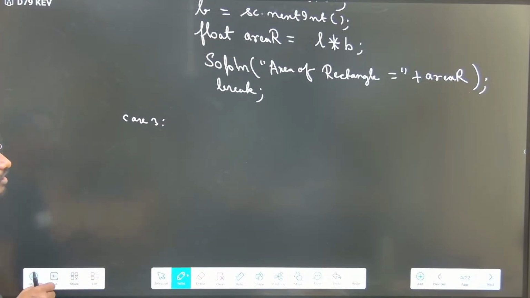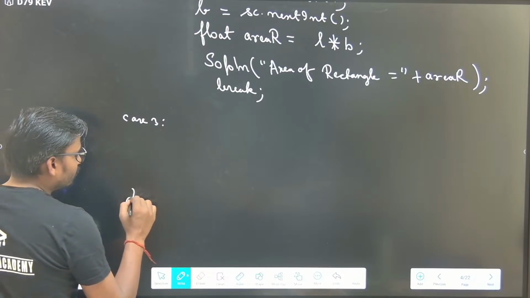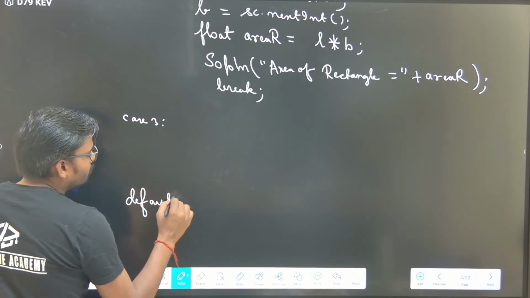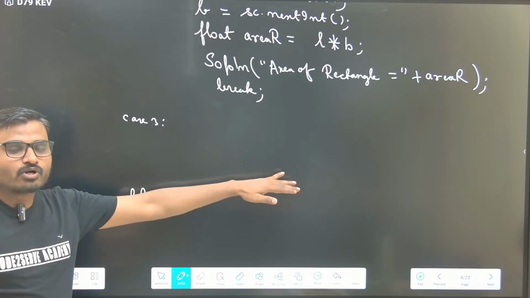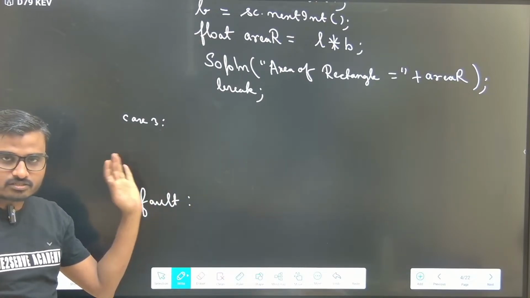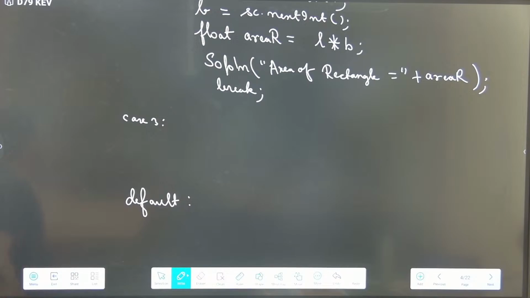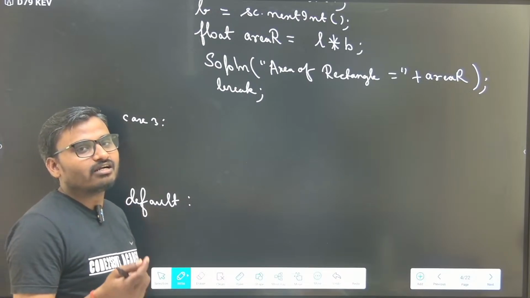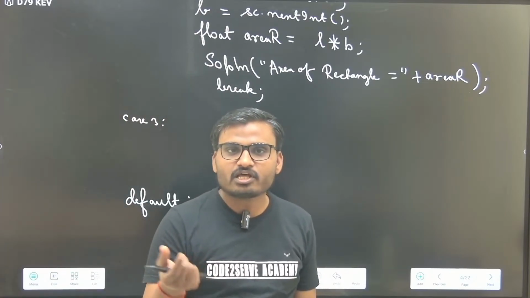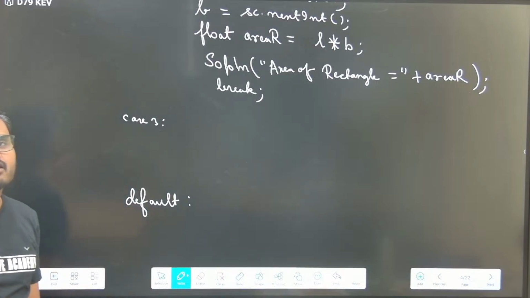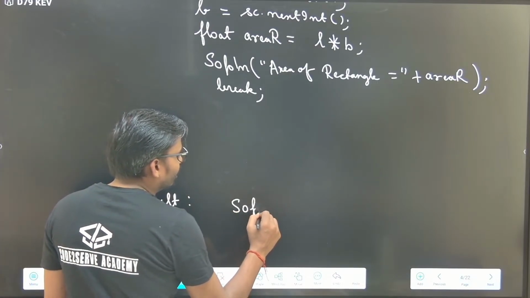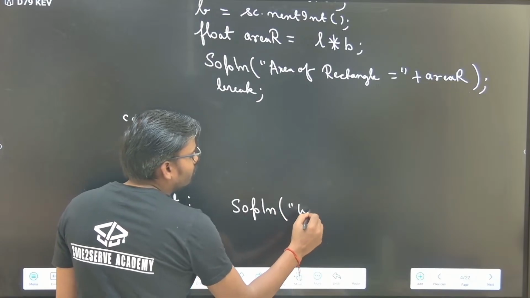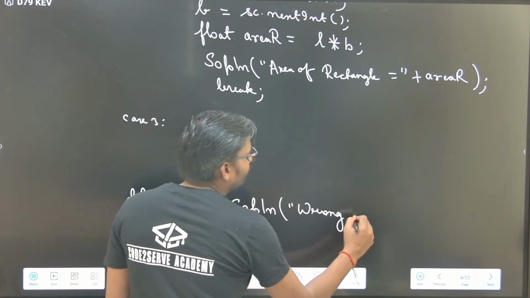At the end, here we have to write the default case. So here, it is mandatory to write the break keyword in all the cases. Okay. Now the default case will be like the user has entered, suppose, 4 or 5. Then what you have to write? You have to print a message like a wrong choice. So we can print one message here, SOPLN, wrong input.